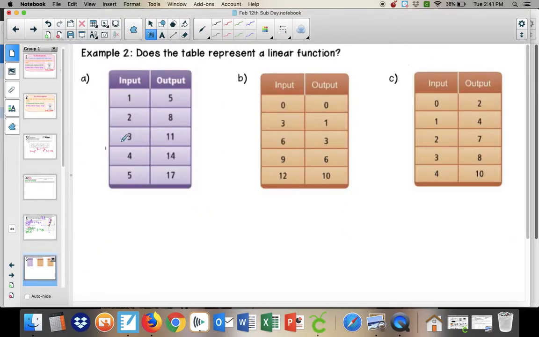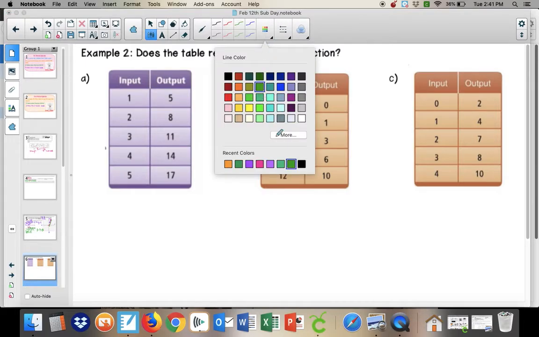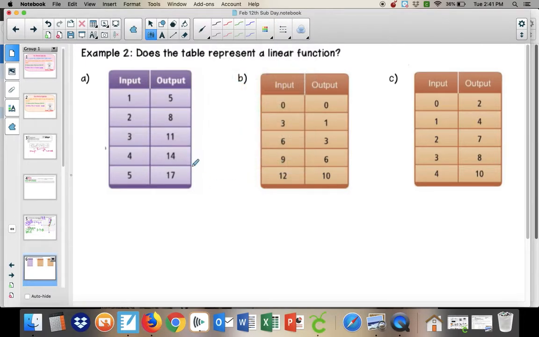All right. Now we're going to look at tables. Does the table represent a linear function? So we, again, are doing what we just did, where we are going to look at the input versus the output. So when I look here, I'm going to look at what the rate of change is. So 1 to 2, I am adding 1. 2 to 3, adding 1. 3 to 4, adding 1. 4 to 5, adding 1. Now 5 to 8, I'm adding 3.